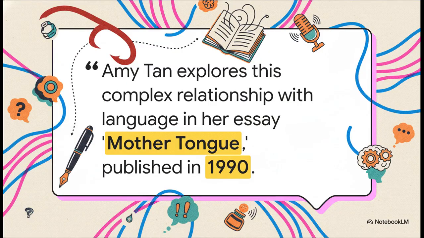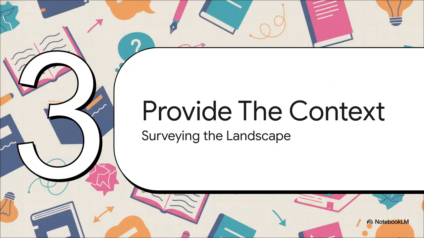And check out how smoothly this connects the hook to the source. It literally picks up on that idea of the complex relationship with language and uses it to introduce Amy Tan and her essay Mother Tongue. It's a beautiful, seamless transition. Let's move on to step 3, which is all about surveying the landscape.